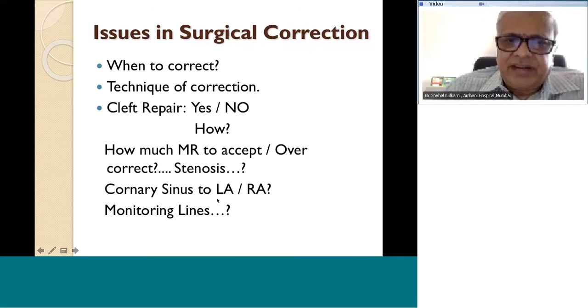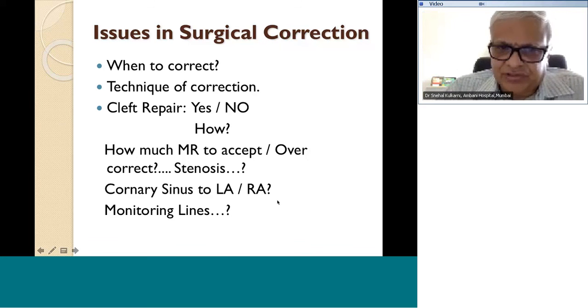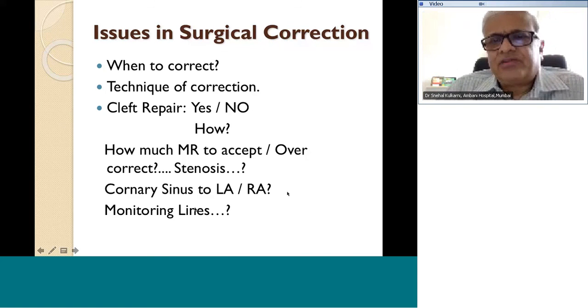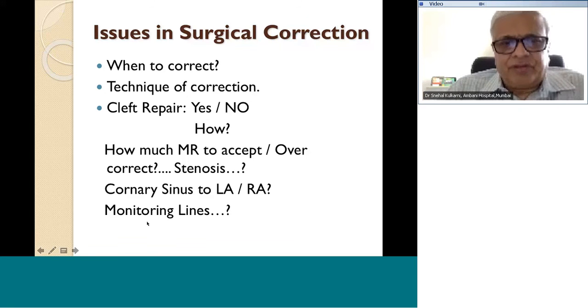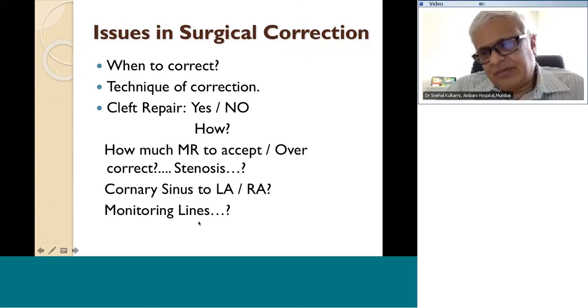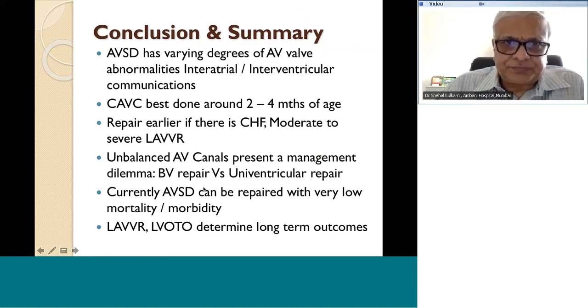Coronary sinus directed to the left atrium or right atrium, I think it depends on the surgeon's preference, because the most important thing here is to avoid complete heart block. And any technique which avoids that is the best technique. What are the monitoring lines we require? As I told you earlier, we are pretty aggressive in putting monitoring lines, so we put both LA and PA lines. But of course, there are units which dispense with one of these lines and still get good results.